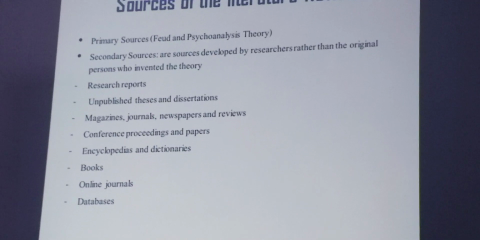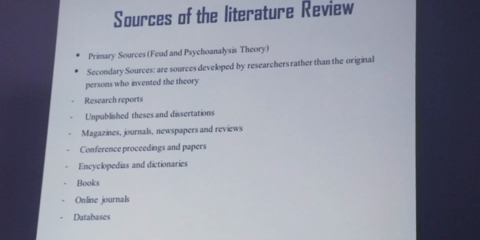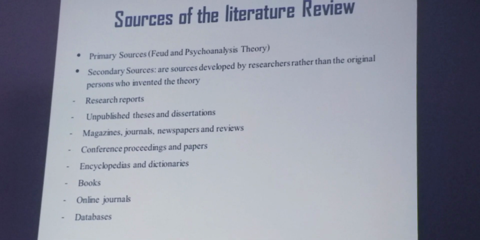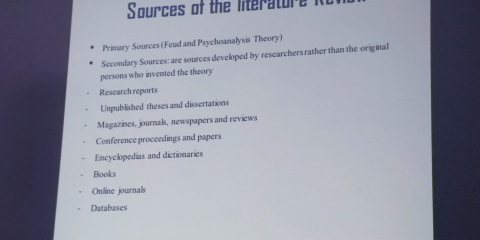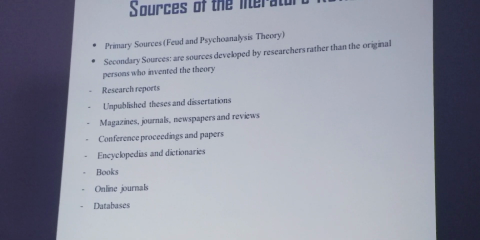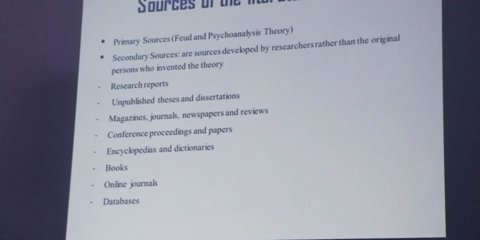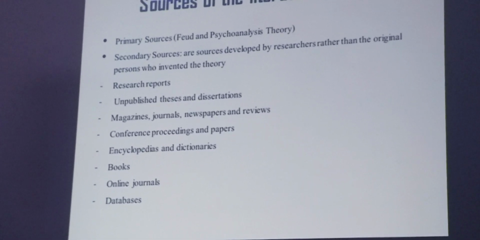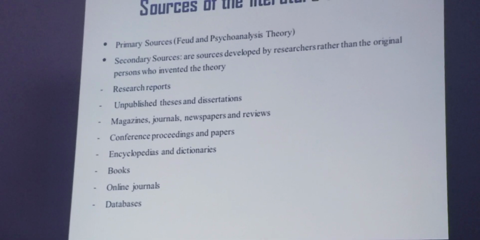So how to locate our literature sources? There are steps to locate our literature sources. First of all, the first step: start with the most recent research works you can find on your topic. It means that you are not going to go to the past. Start with the most recent scholarship.